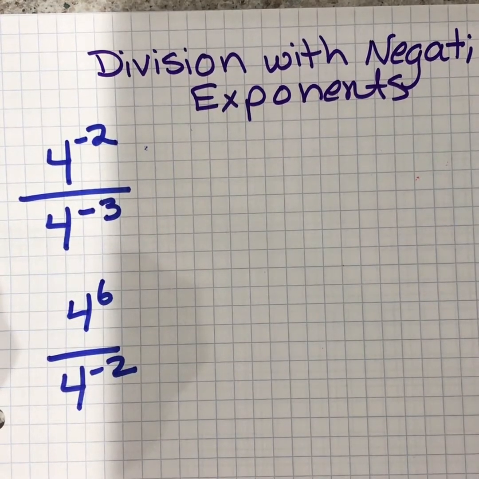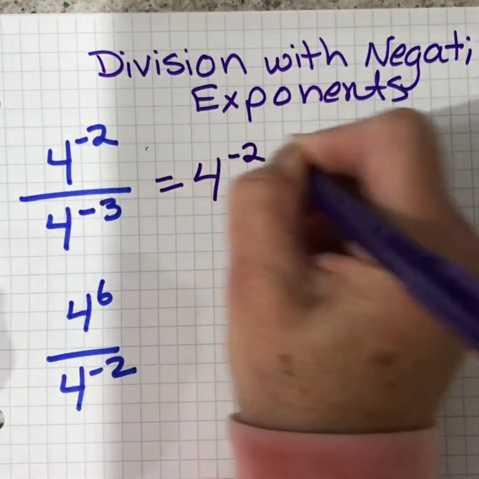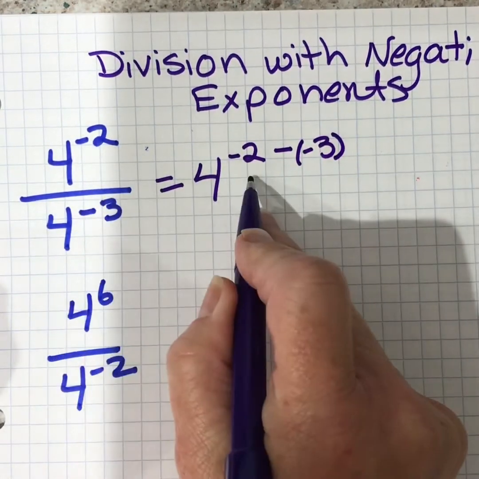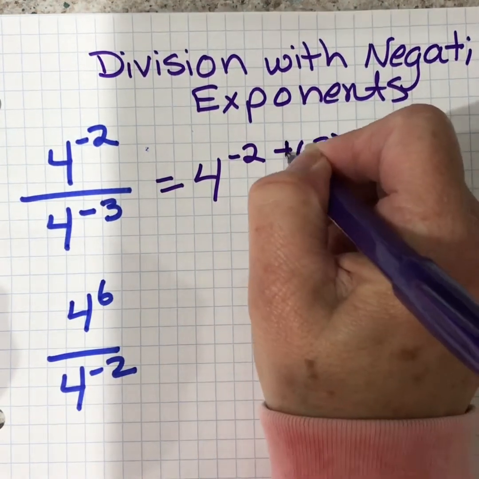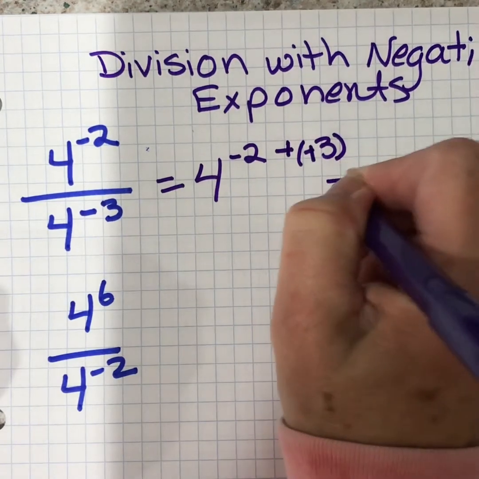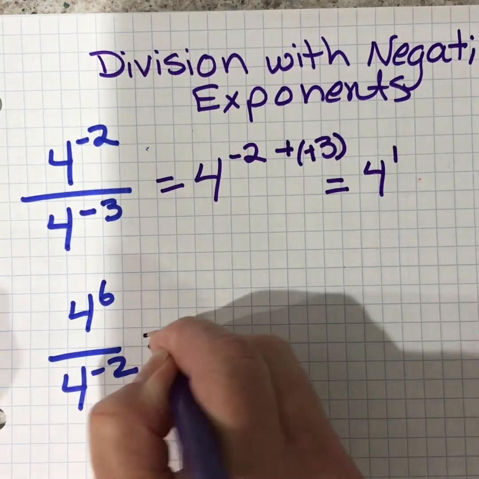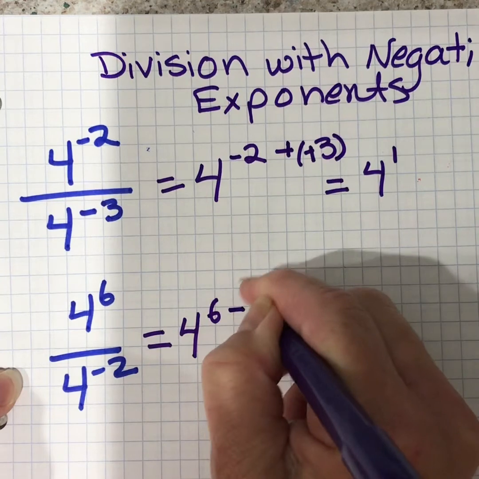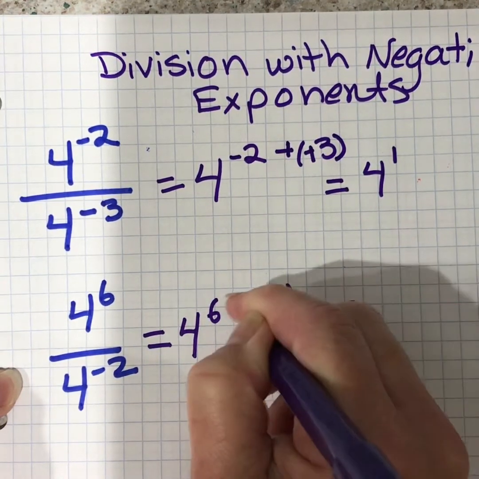Division with negative exponents works the same way as division with positive exponents. You take the base and you subtract the exponents. Our first exponent is negative 2, second is negative 3, and we subtract them. Negative 2 minus negative 3 equals 1, so 4 to the first power. In our second example, we have 4 as our base. We have 6 minus negative 2, and that equals 4 to the 8th power.